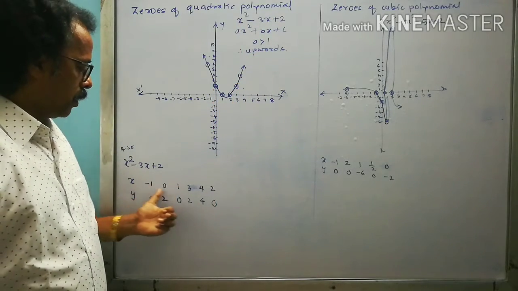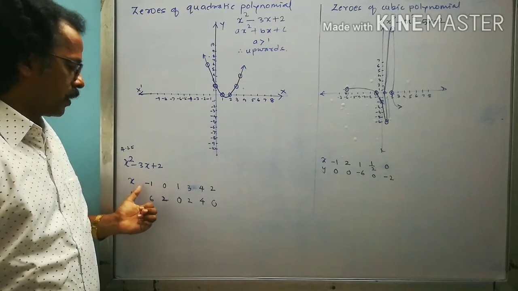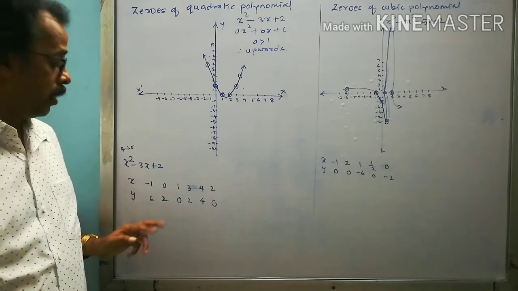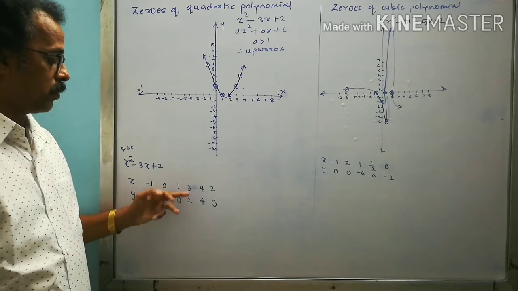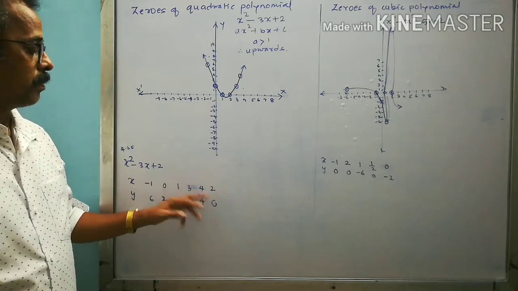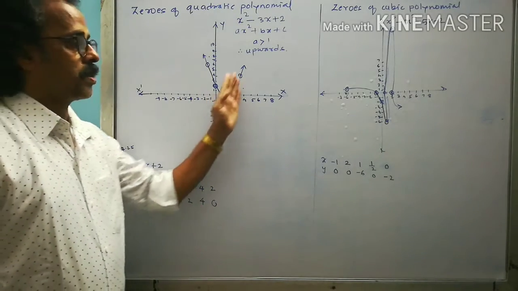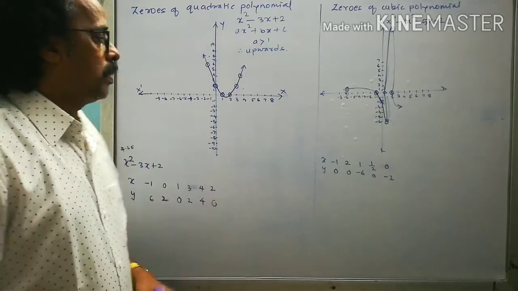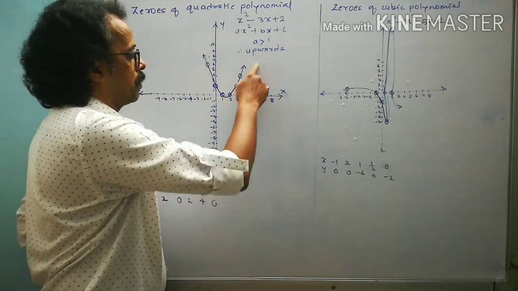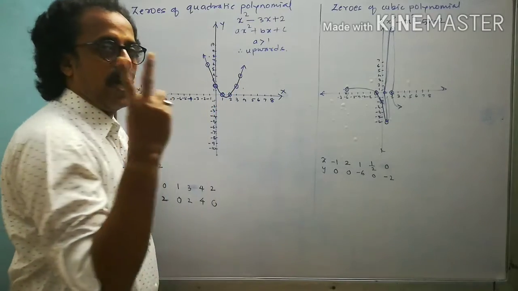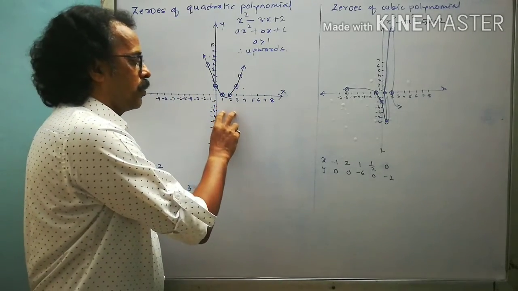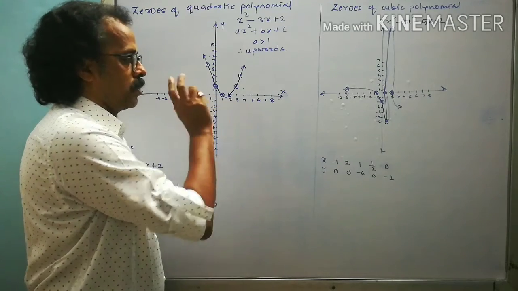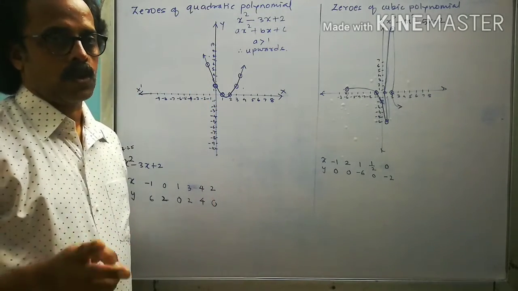I have written here the table: when I take the values of x, I get the values of y. Minus 1 I am getting 6, 0 I am getting 2, 1 I am getting 0, 3 I am getting 2, 4 I am getting 4 and 2 I am getting 0. So likewise we can draw the graph, and it is observed that the curve intersects the x-axis at two different points. That is the reason there are two zeros of the polynomial: x is equal to 1 and x is equal to 2. I hope you understood what I mean to say.